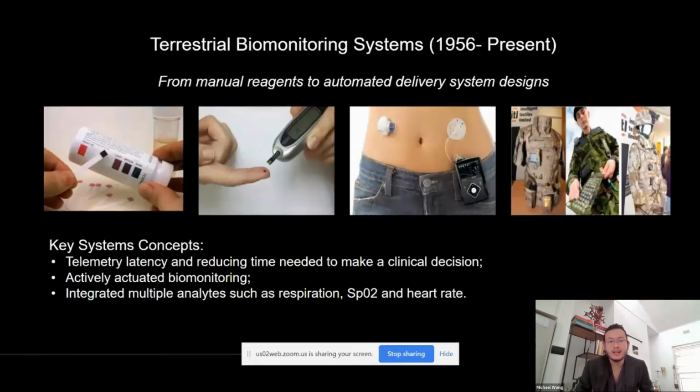As you will be familiar with some of the developments that have happened on Earth, since the 1950s, we have seen a transition from using manual reagents, things like urinalysis strips for urine analysis, as well as specific reagents for things like blood glucose measuring, to more automated systems that then use the system architecture for developing, using the readings from these manual reagents and then triggering what we see now as automated medical delivery systems.